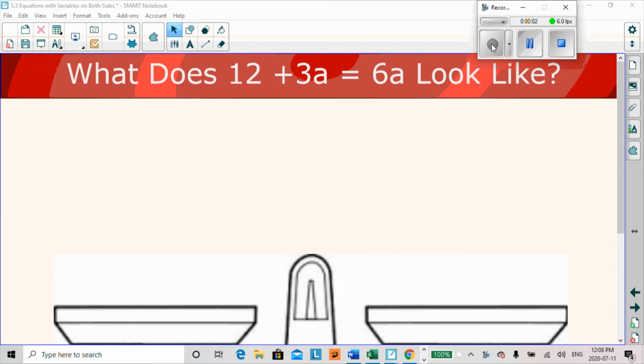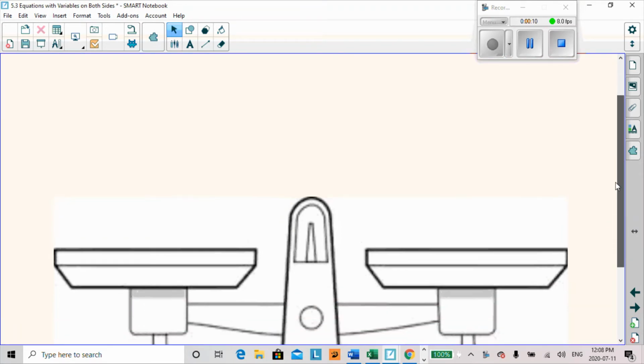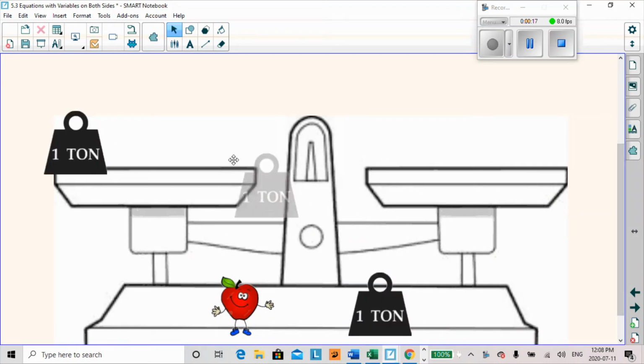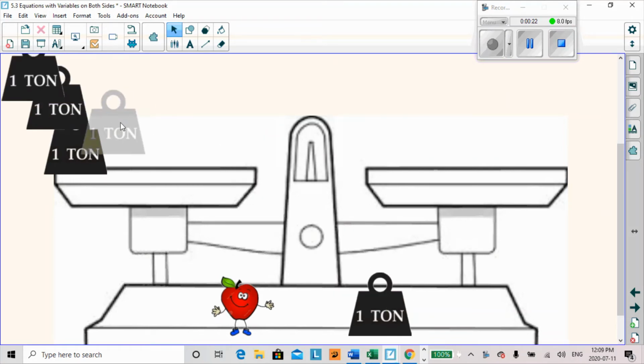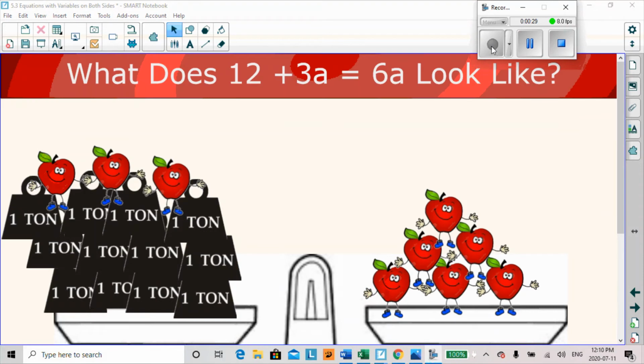What does 12 plus 3a equals 6a look like? So I'm going to model that like we did with the apples and the tons before. 12 will be 12 tons. There's 12 tons plus 3 apples, and that equals 6 apples.